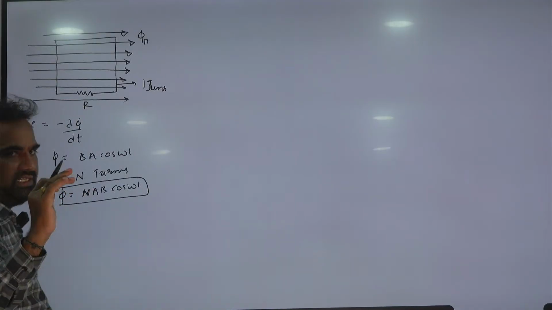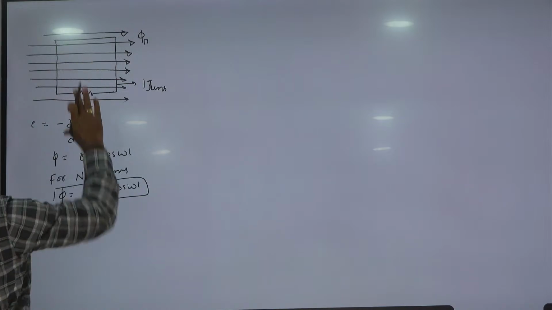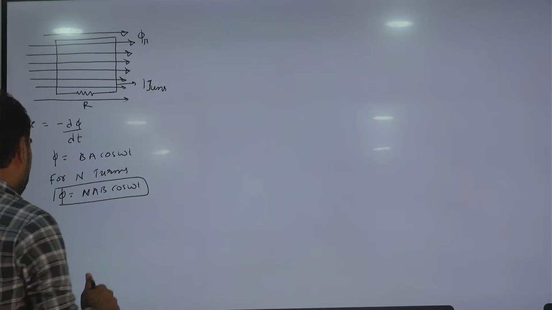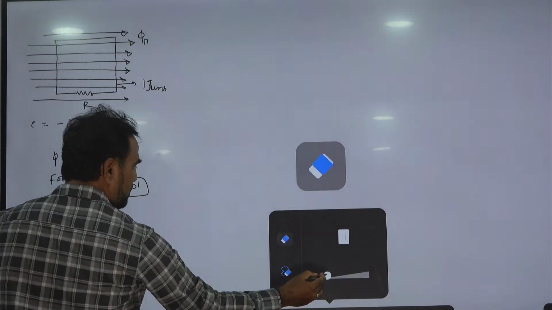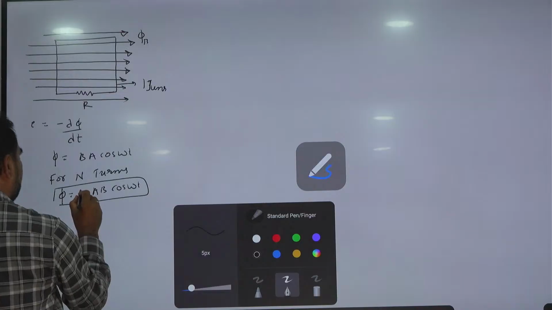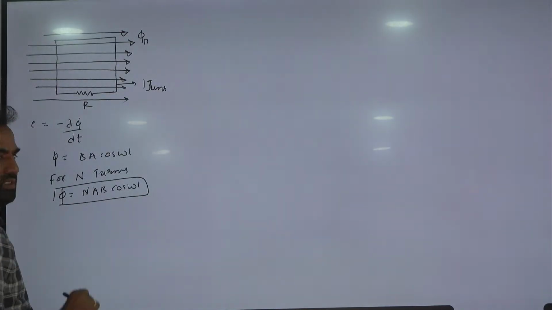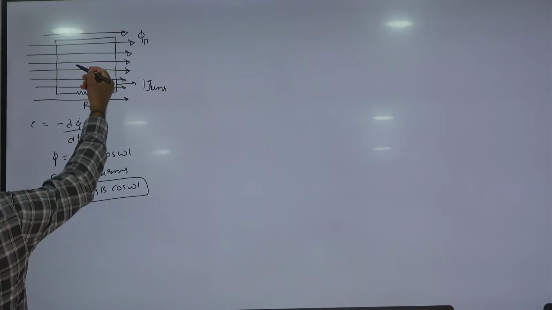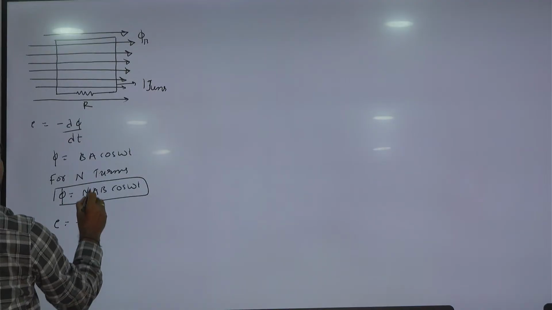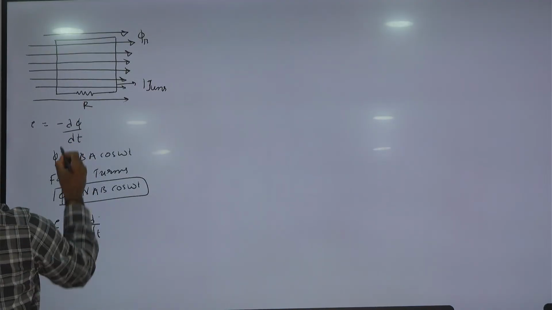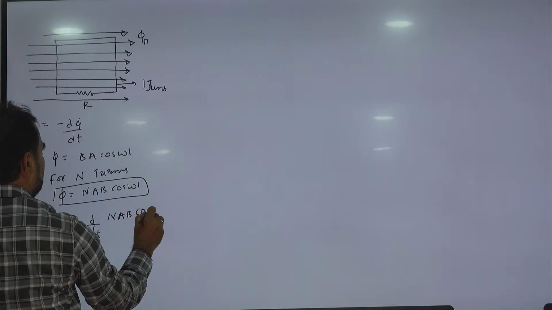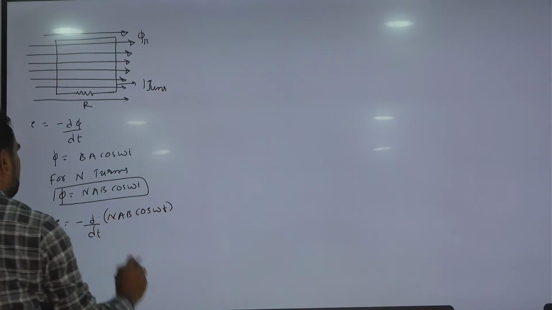Okay, if the coil has n number of turns, then the magnetic flux associated with the coil can be given as phi is equal to NAB cos omega t. This is the value of n. Okay, so the induced EMF across this coil is given by E is equal to minus d phi by dt, where phi is NAB cos omega t.